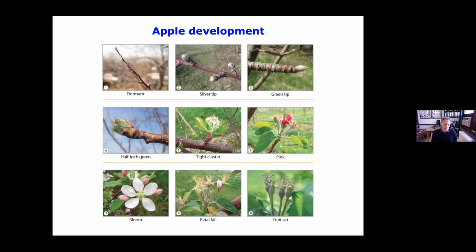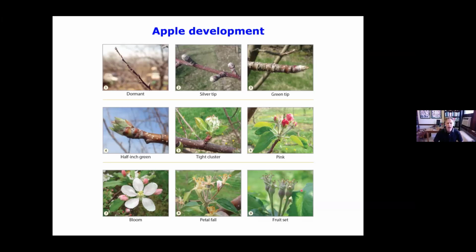I guess if we ever convert to the metric system, we'll be on 1 centimeter green, but let's not worry about that. Then we go to tight cluster, where the flower clusters are visible, but they haven't opened yet. So they're still very, very tight. All these flowers are joined together on the cluster. Then we go to pink, where some of the pink from the petals are starting to show. Then we go to bloom, obviously when we have flowers open. Then petal fall, when most of the petals are fallen off. And then we get to fruit set later on, okay?